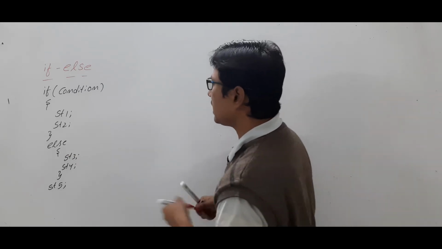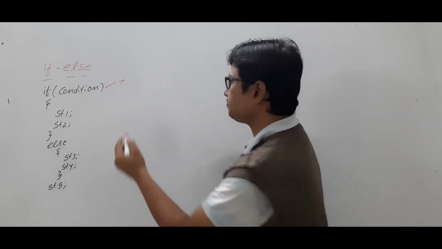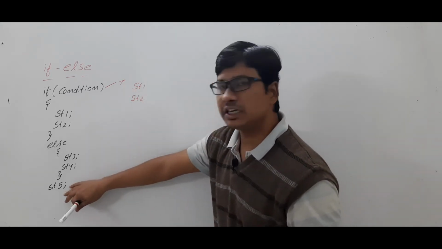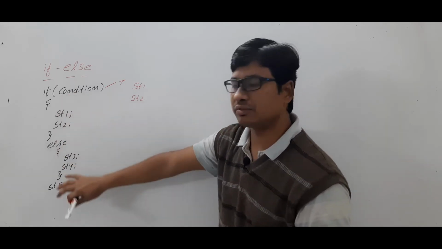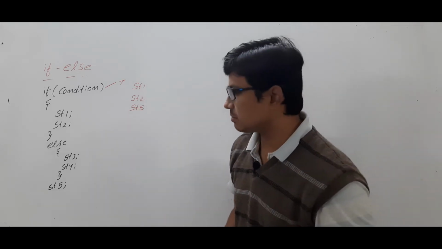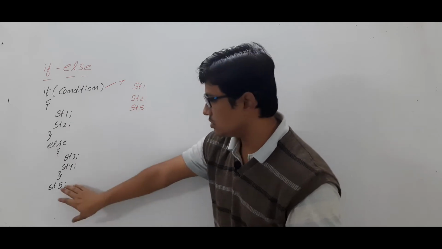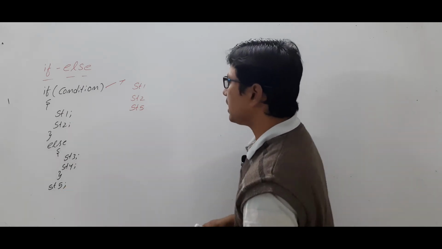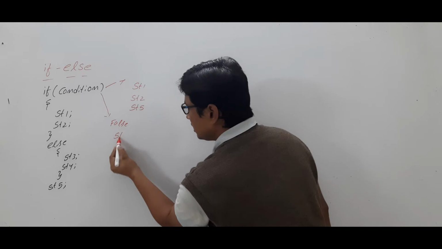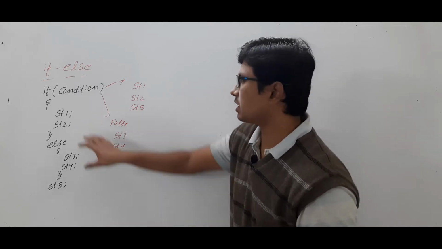Now look at it. Let's take that the condition is true, then the statements which are there in the if block such as statement 1, statement 2 will be executed, and also this statement is a default statement. Whether the condition is true or false, this statement will always be executed. So statement 1, statement 2 and statement 5 is executed because this is if block, this is else block, this statement is outside this if else, so this one will always be executed. If the condition is false, then statement 3, statement 4 and statement 5 will be executed. So this is the simple working process of if else.